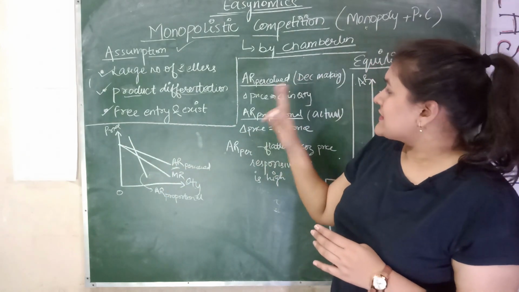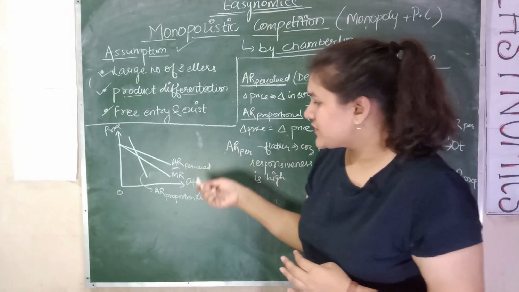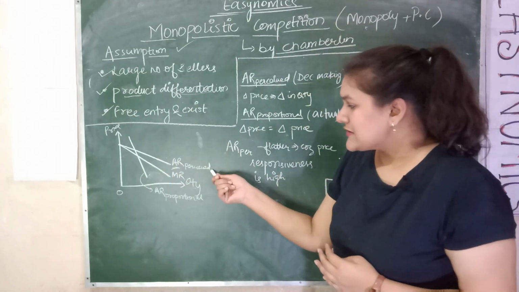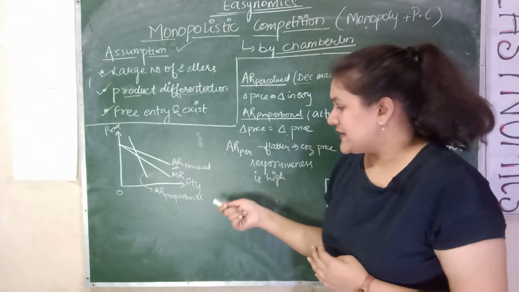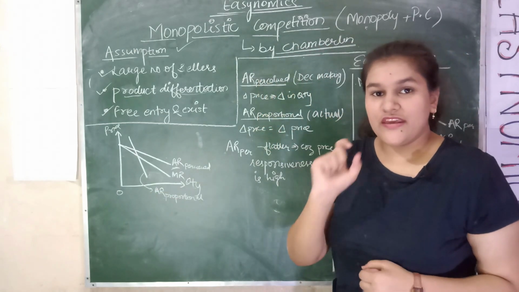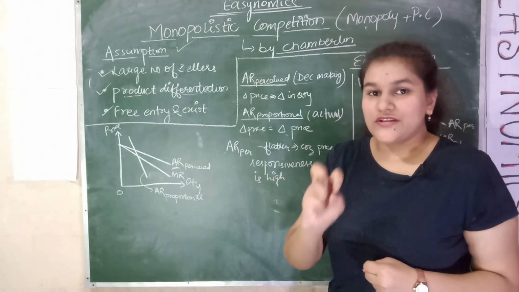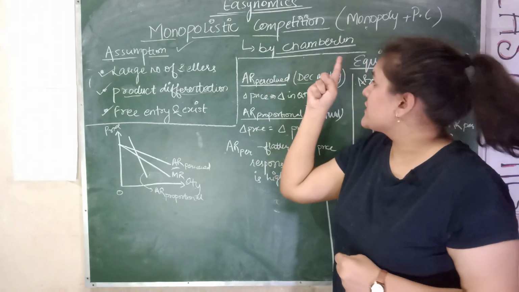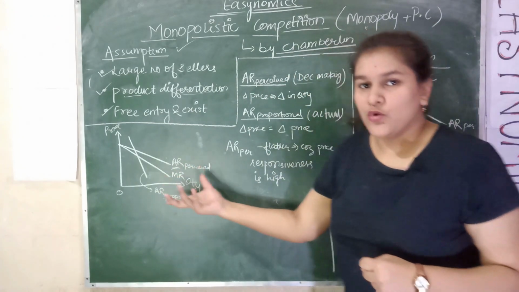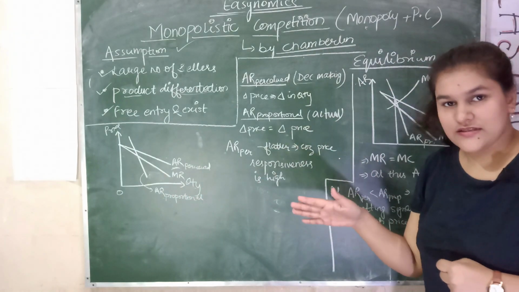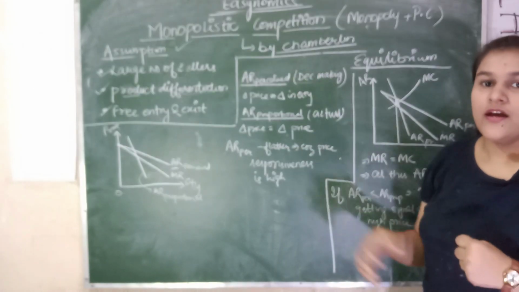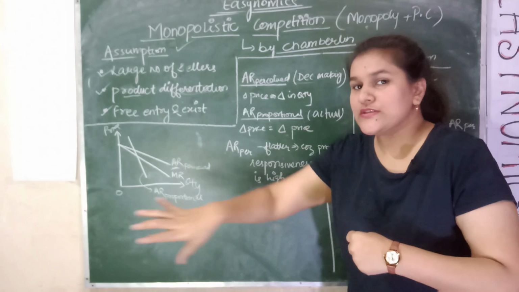But what is special in this case of monopolistic competition? Chamberlain assumed that we have two AR curves in the market. One is known as AR perceived, average revenue perceived, and the second is known as AR proportional. It means we have two average revenue curves, which is a special case of monopolistic competition assumed by Chamberlain. Now what do you understand by AR perceived and AR proportional? Both represent the demand situation in the economy. AR perceived is the decision making factor, that is, how much a firm is going to produce in the economy.